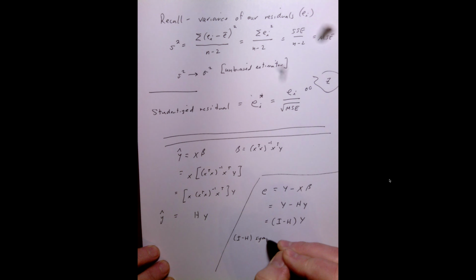First of all, it's symmetric. It's an n by n, so it's a rather large matrix. It's idempotent. And the variance of E is equal to this.